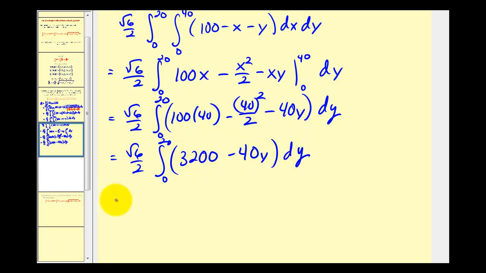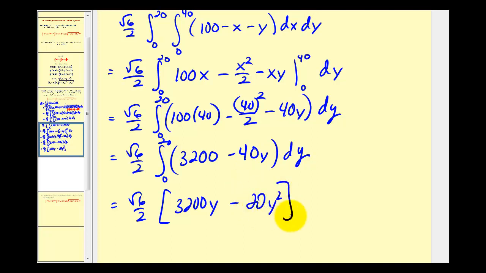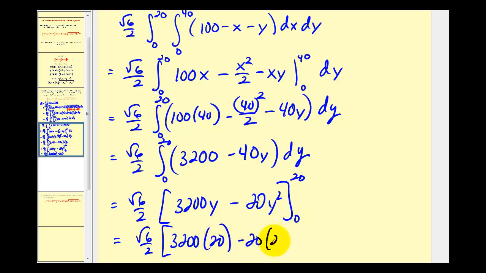And now we'll integrate with respect to y. So we have 3,200y minus 40 times y squared divided by 2, which will be 20y squared. Now we'll evaluate this. So we'll first replace y with 20. We'll have 3,200 times 20 minus 20 times 20 squared. And again, notice when y is equal to 0, these will both be 0. Now to save some time, I've already evaluated this. This here is equal to 56,000.